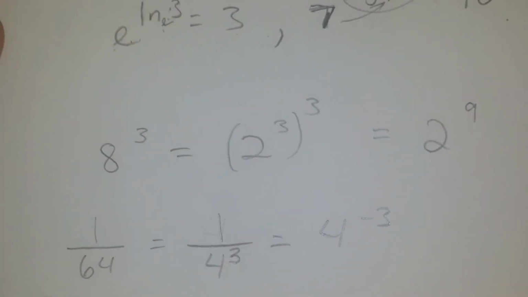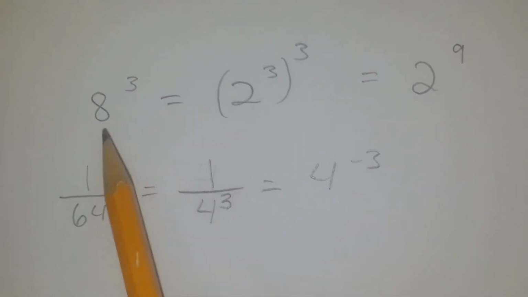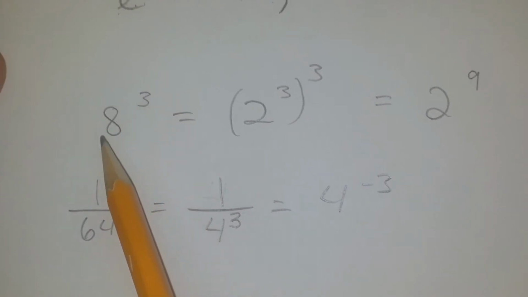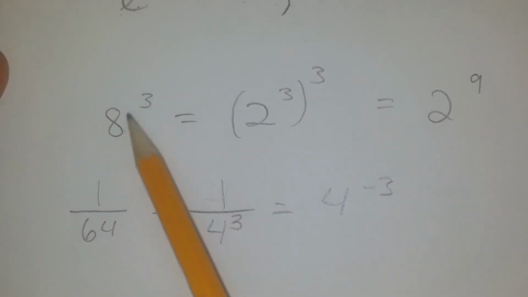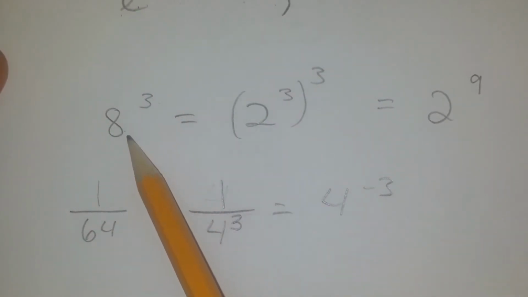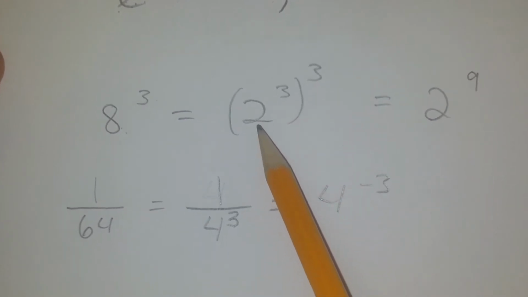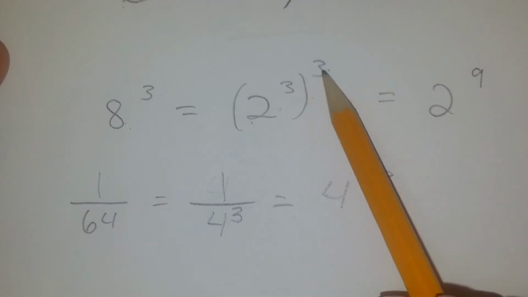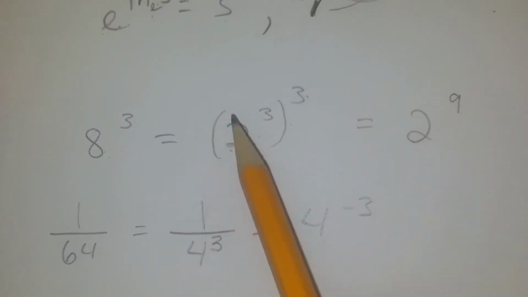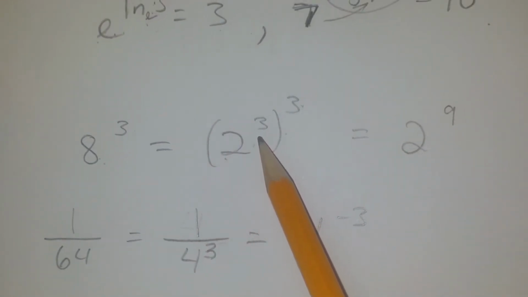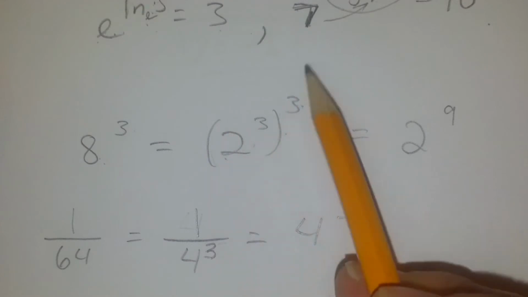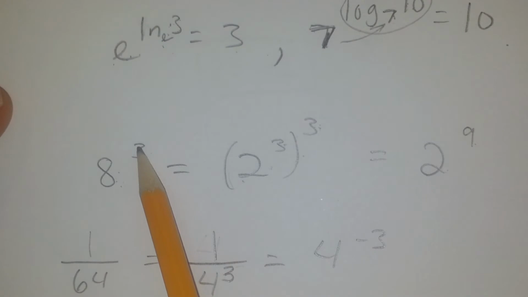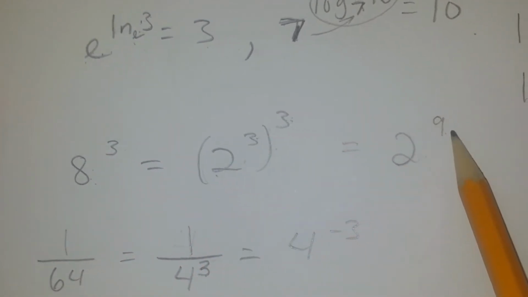Let's practice now another skill, rewriting a base as a prime number. We can rewrite 8 to the third power. We can rewrite 8 as 2 to the third power. So it's really 2 to the third power to the third power. Remember our rules for raising a power to a power: you multiply the exponents. This would be 2 to the 9th. So 8 to the third is also 2 to the 9th.